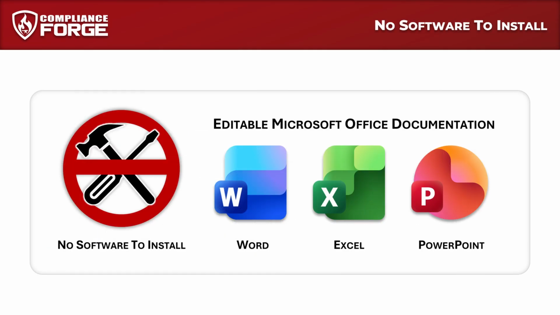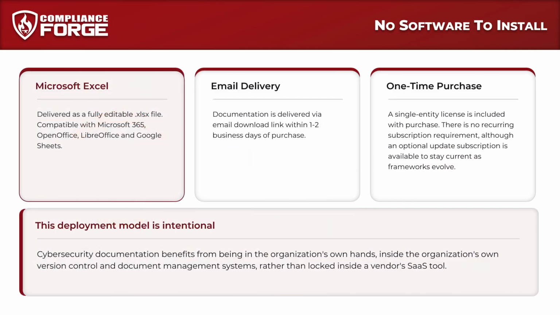The IBOM is a one-time purchase of an editable Microsoft Excel-based template. There is no software to install, no agent to deploy, no account to provision, and no cloud environment to configure. If your organization can open and edit Microsoft Excel files, you can use the IBOM template. It is delivered as a fully editable Excel file compatible with Microsoft 365, OpenOffice, LibreOffice, and Google Sheets.